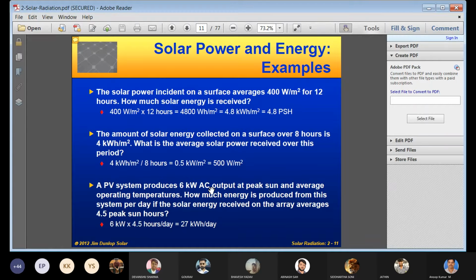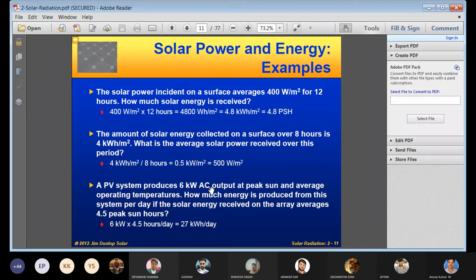In other words, 4.8 peak solar hours, right? One peak solar hour is at 1000 watt per meter square, or 1 kilowatt per meter square. How many hours is it getting? So 4.8 kilowatt hour per meter square means at 1 kilowatt, 4.8 hours it is getting. So 4.8 PSH, peak solar hours.